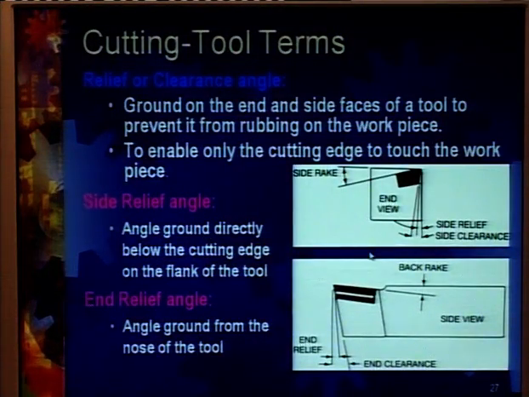The cutting tool terms: a relief or clearance angle is ground on the edge and side face of the tool to prevent it from rubbing onto the workpiece. It enables only the cutting edge to touch the workpiece. Side relief angle: the angle ground directly below the cutting edge on the flank of the tool is known as the side relief angle. End relief angle: the angle ground from the nose of the tool is known as the end relief angle.